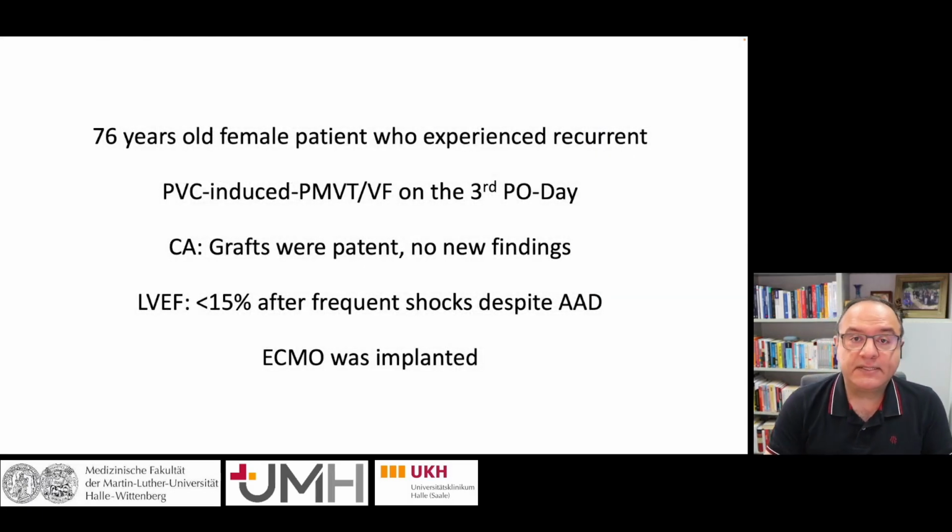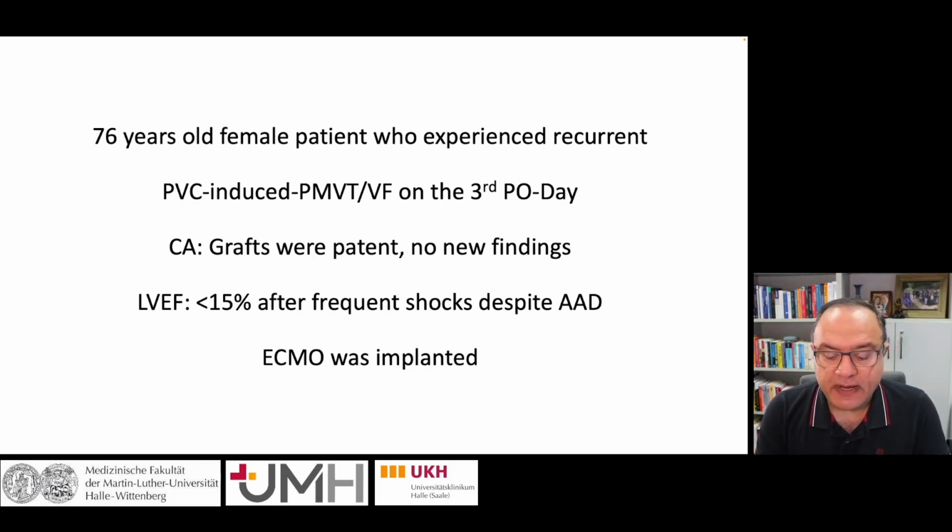Last but not least, the last case: a 76-year-old female patient who experienced recurrent PVC-induced polymorphic VT and VF on the third day post-bypass surgery. Coronary angiography showed that the grafts were patent and open, with no new findings or stenosis. Ejection fraction at the time of catheter ablation was below 15% after frequent shocks despite antiarrhythmic therapy.